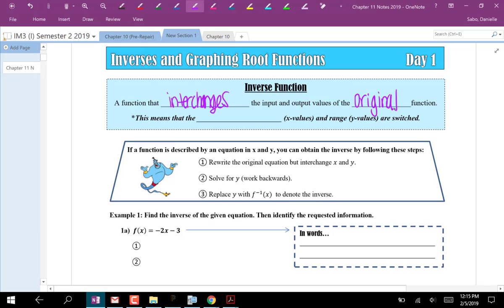So if I start off with this function right here, the goal will be to get an inverse function that is the exact opposite of what we started with. And that means that the domain, which are all of your x values, and your range are all going to switch. So if you're taking the inverse of something, it means that you're literally taking the opposite or you're switching it.